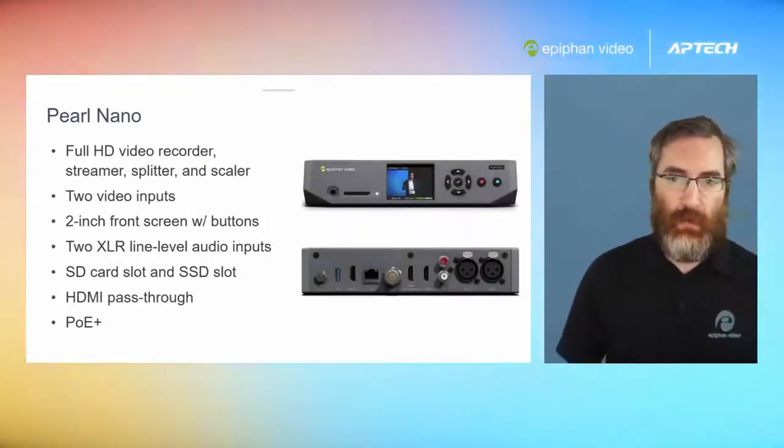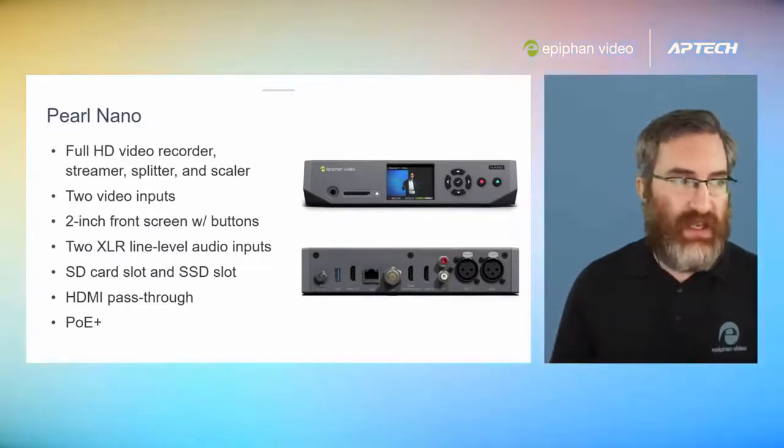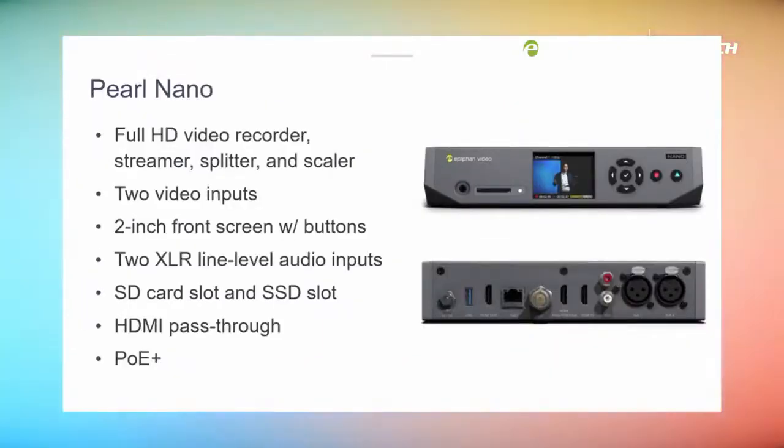So let's start off with the Pearl Nano. This is the most recent entry into the Pearl family of encoders. Like I said, this is available for sort of a pre-order through your partners, or we have a wait list on our website as well. We're expecting shipping to begin very late this month or early next month. So this is imminent to be available to actually get into your hands.